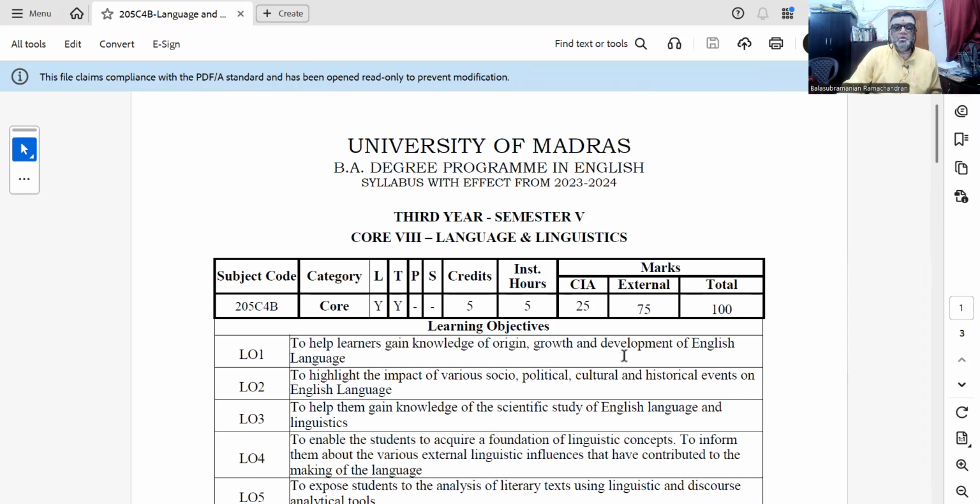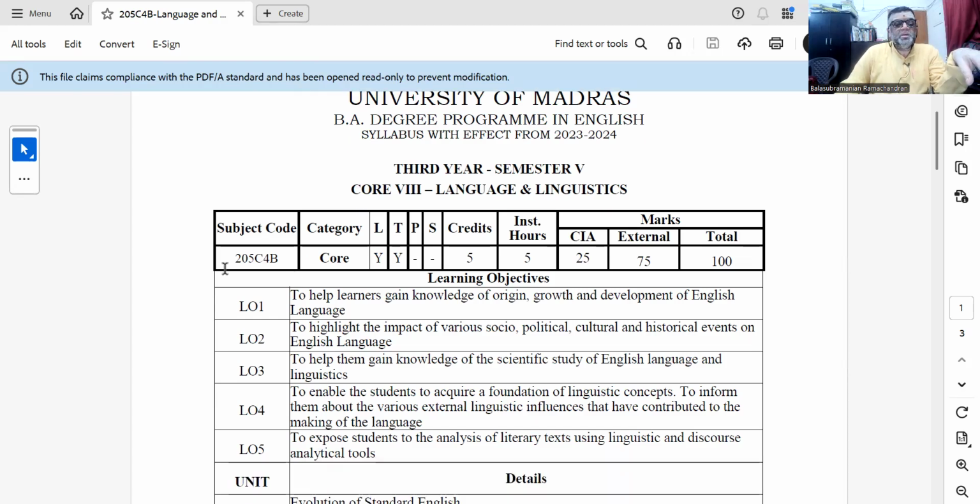The title of the paper is Language and Linguistics, and there is a small problem here. There is a typing error. Language and Linguistics has been given as a paper for third year semester 5 by the University of Madras. But actually it is offered in semester 4, in the 4th semester. And the subject code is 205 C4B.